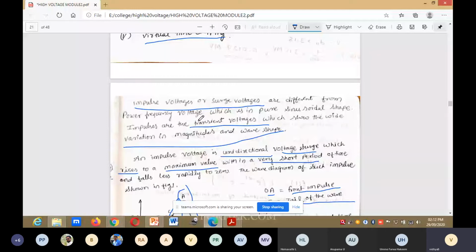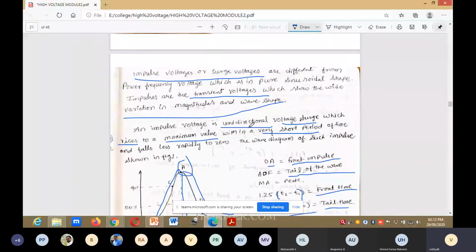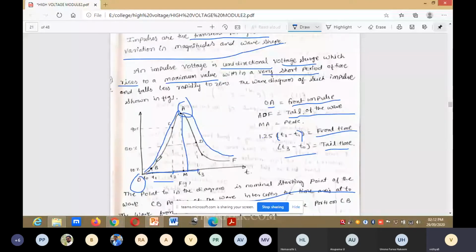Impulses are transient voltages which show wide variation in magnitudes and wave shape. I have already explained in the definition what impulse voltage is. An impulse voltage is a unidirectional voltage surge which rises to maximum value within a very short period of time, as you can see in the graph here, and falls less rapidly to zero.